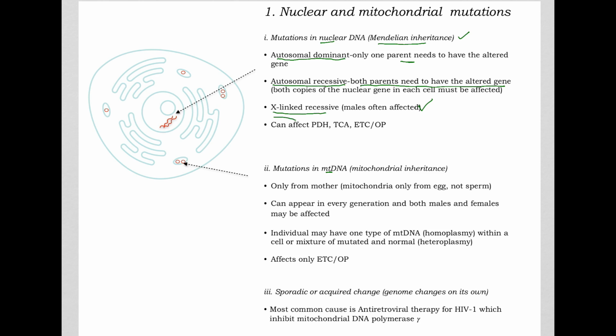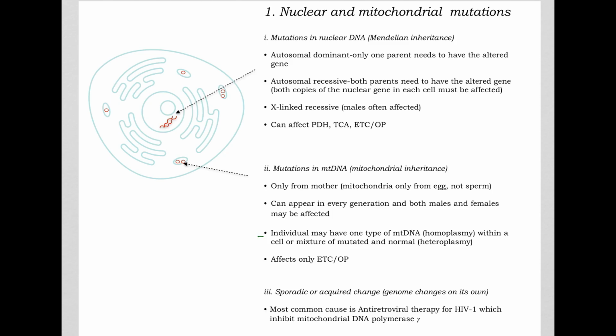And in this case, if it's a nuclear mutation, then we could have effects on the PDH or the TCA cycle, as well as the respiratory chain. If the mutation was in the mitochondrial DNA, what we call mitochondrial inheritance, then the disease can only come from the mother because mitochondria come from the egg. The sperm do not give any mitochondria to the egg. In this case, the disease can appear in every generation, and both males and females may be affected.